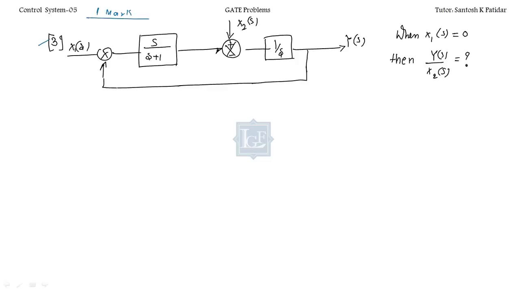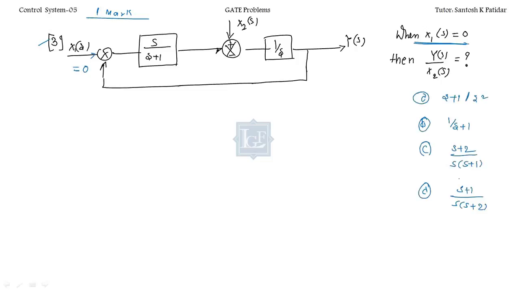The problem is given like this, s divided by s plus 1, they are connected in this way. The question says if x1 is equal to 0, where is the x1? Here. If they are saying this is 0, then find out ys by x2s. This is ys, this is x2s. They have given 4 options over here.